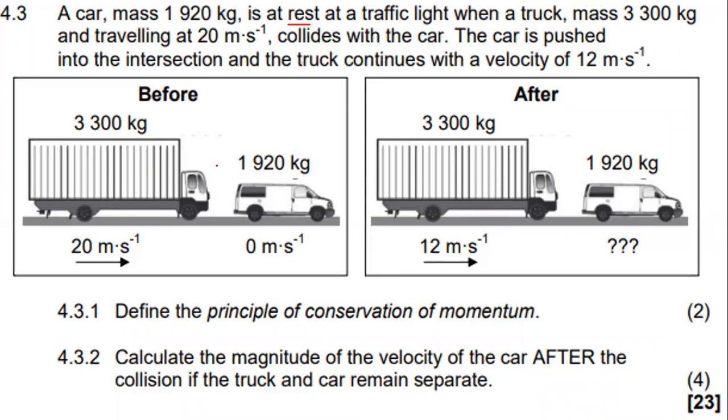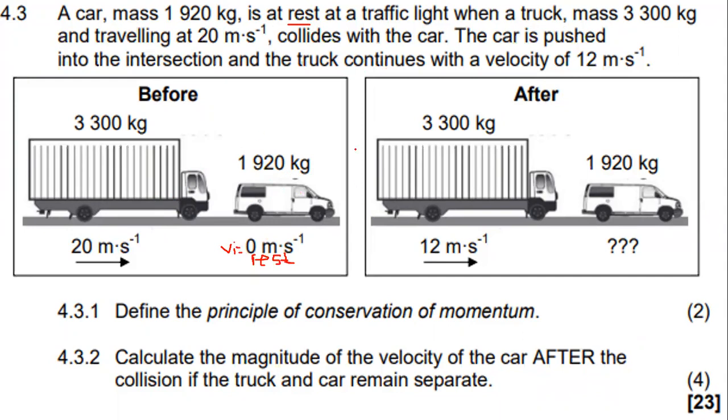It means just after the traffic light, and the truck continues with a velocity of 12 meters per second. So there is the scenario. So this is what was happening before the collision. The car was stationary because it was at rest. In other words, the initial velocity is 0 meters per second.